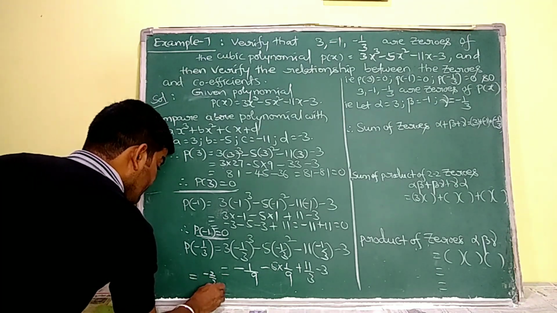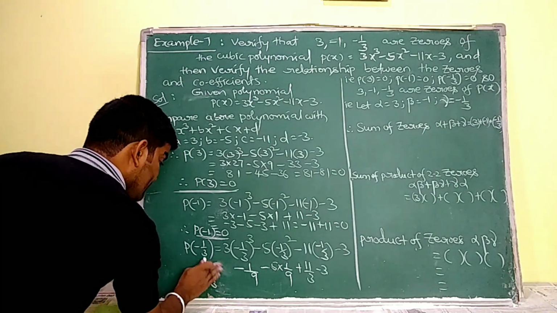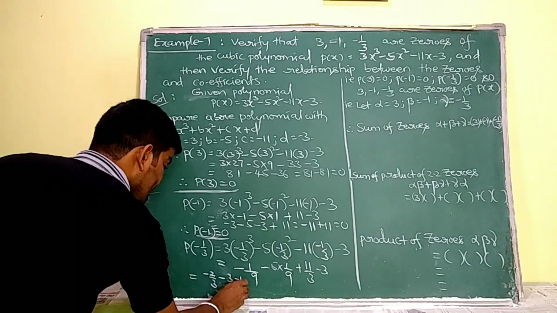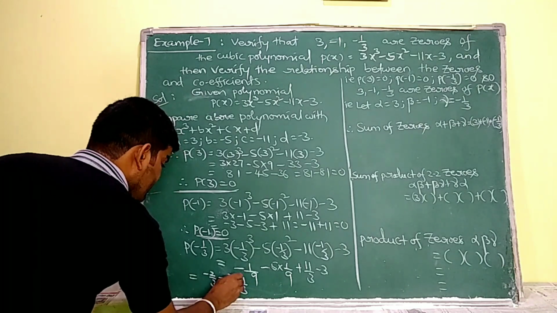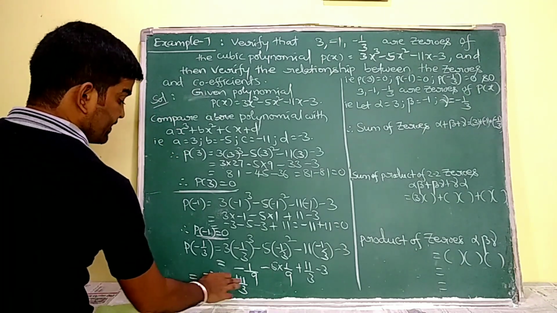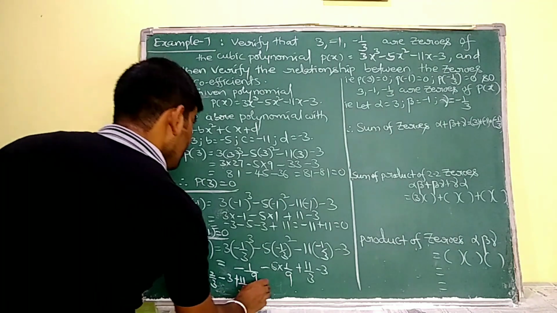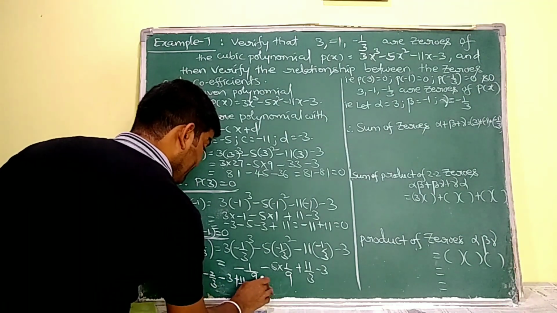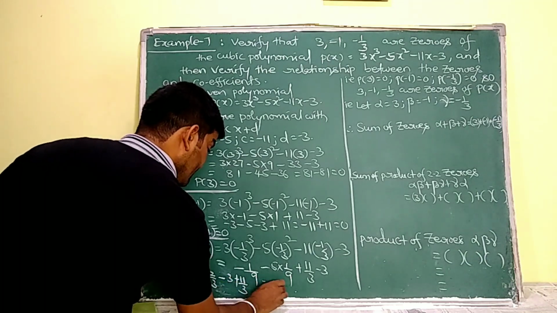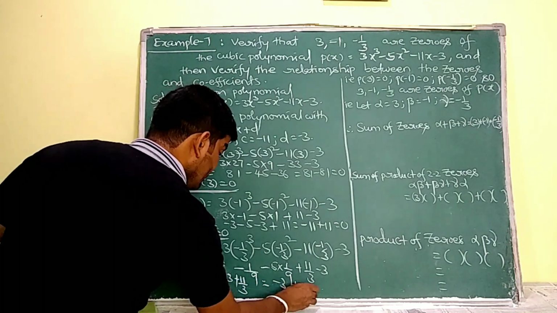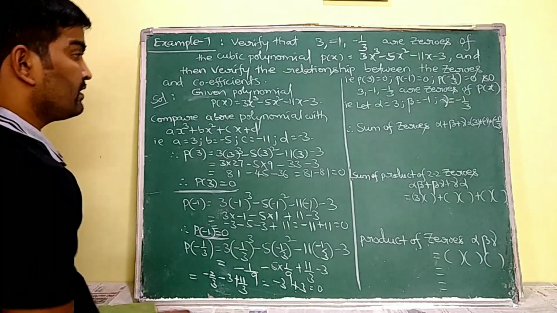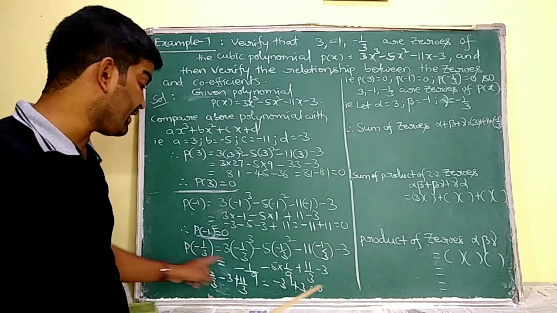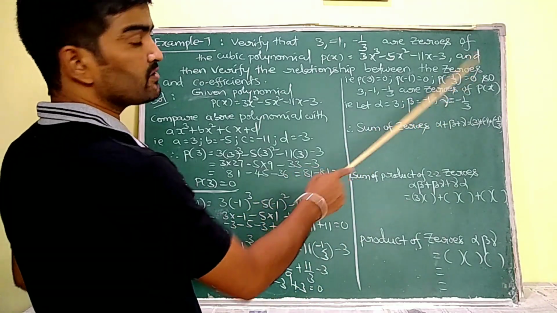minus 2 by 3. That is equal to, see ma, here I am going to write minus 3 and minus 11 by, that means plus 11 by 3. It is minus 2 plus 11, that is, see ma, minus 2 plus 11 means plus 9 I am going to get, that is plus 3. So minus 3 plus 3, that is equal to 0. So see, P of 3 is equal to 0, P of minus 1 is equal to 0, and P of minus 1 by 3 is also 0.